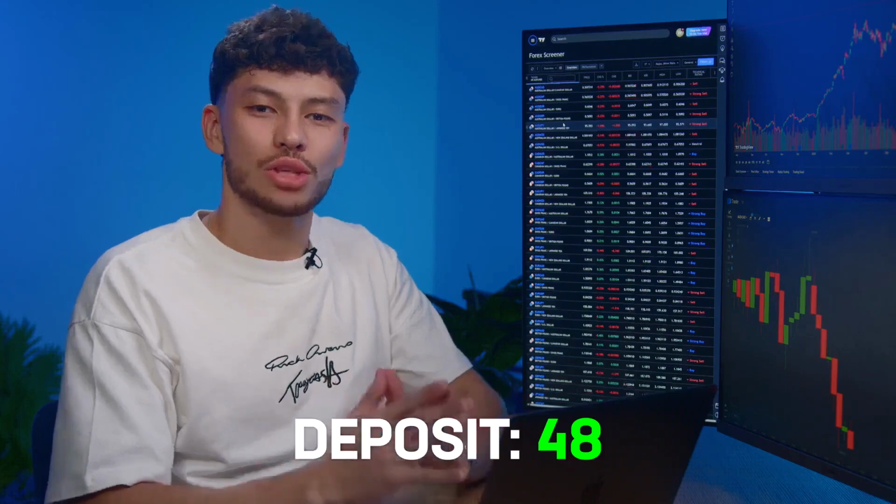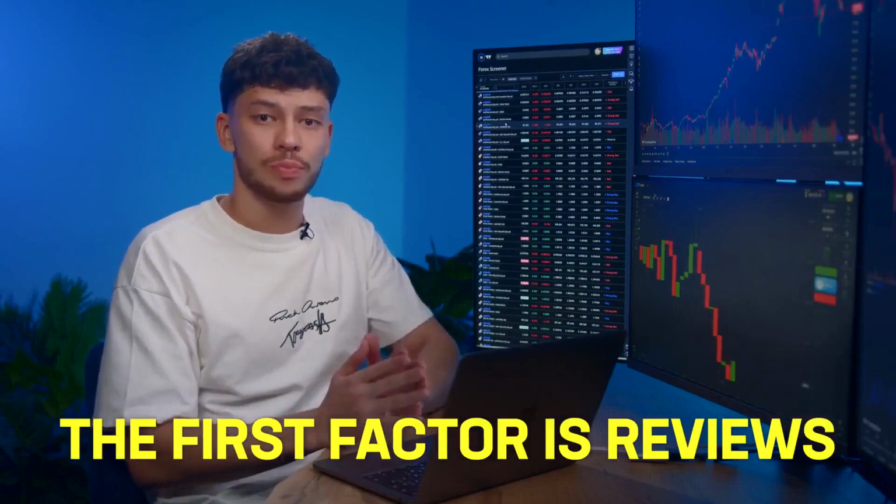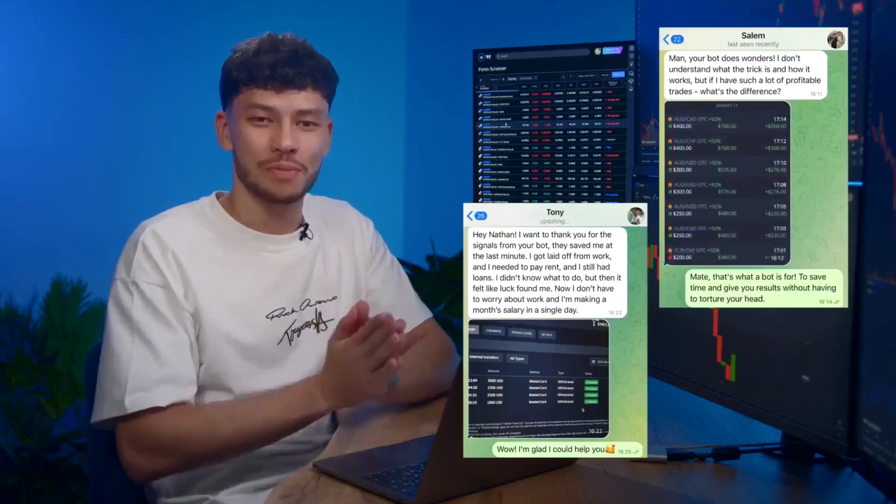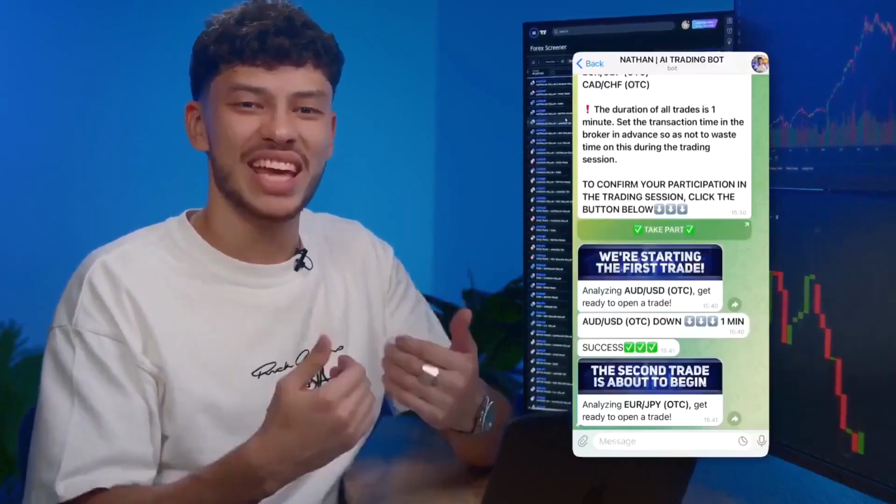Alright, now let's talk about some key factors when choosing an AI bot. The first factor is reviews. You probably won't be the first user, so always check the reviews. Look for real photos, videos, and genuine people. A developer can promise anything, but if there are no reviews, the bot might not be as effective as they claim. I love sharing my subscribers' success stories. Pictures of their vacations, messages about quitting jobs they hate.